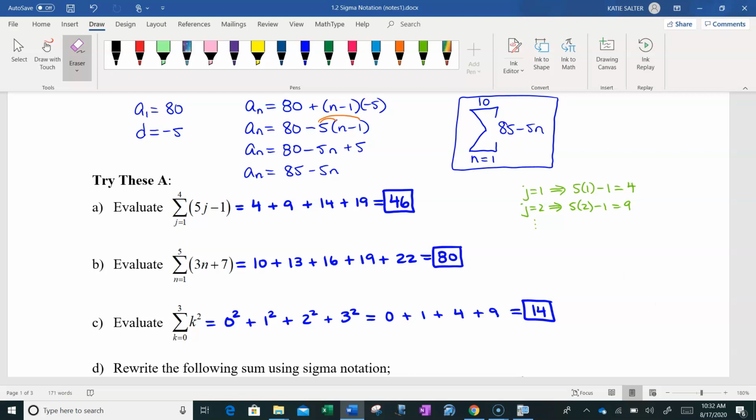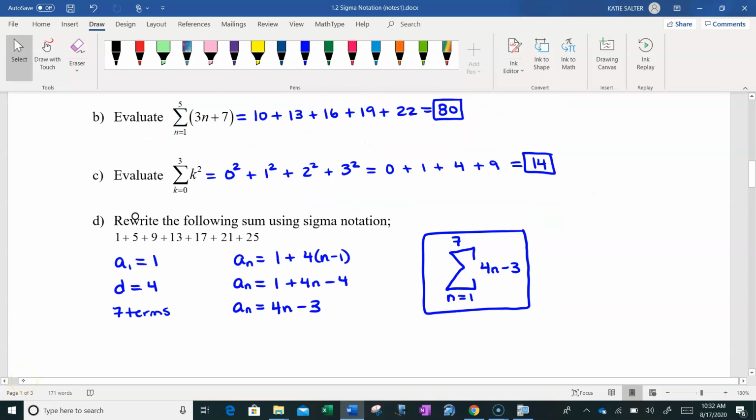Let's check out this last one here. So I can see that the first term is 1. I can see the common difference is 4. And then I can see that there are, when I count them up, 7 terms. So I'm going to make this easy on myself.